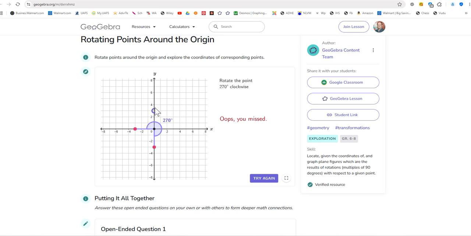Oh, sorry, whoops, I went the positive direction, counterclockwise, and not clockwise. So we can try again. It should be down here. There we go. So clockwise is negative and counterclockwise is positive. So 180 degrees counterclockwise would be this way, all the way over here.